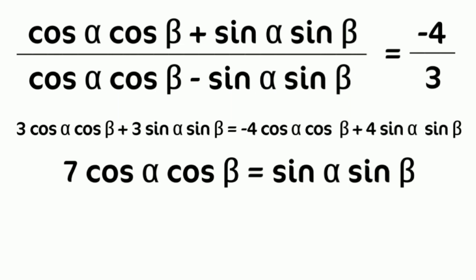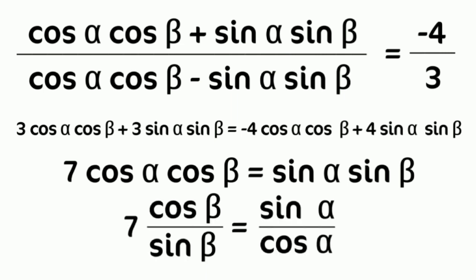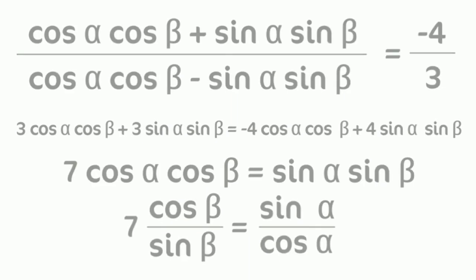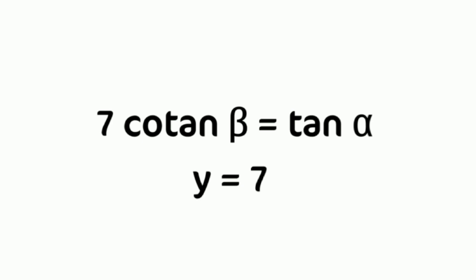Because we are looking for tangent alpha, and tangent is sin over cosine, we will move them again till we get 7 cos b over sin b equals sin alpha over cos alpha. 7 cotan b equals tangent alpha, y equals 7. And that's it. We get 7 as the value of y.